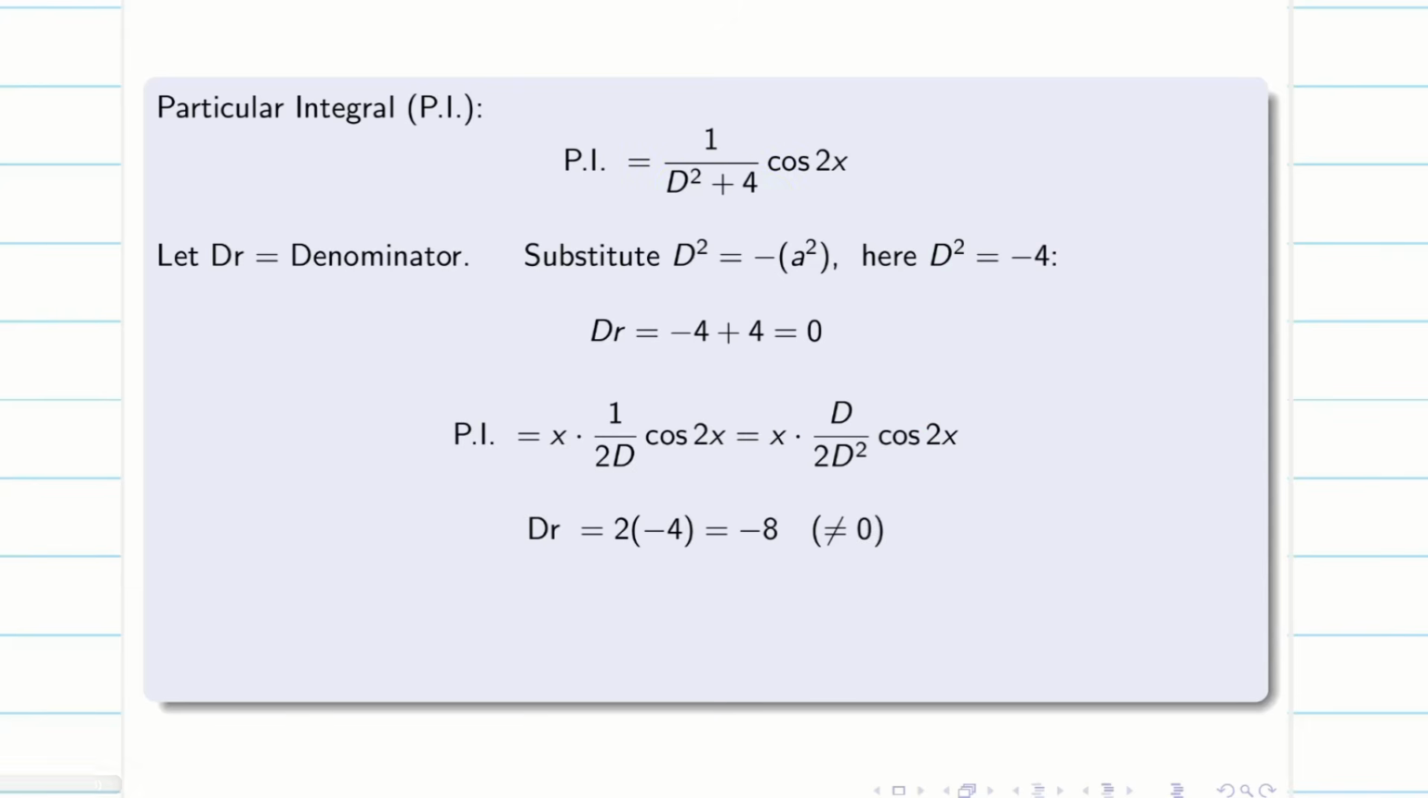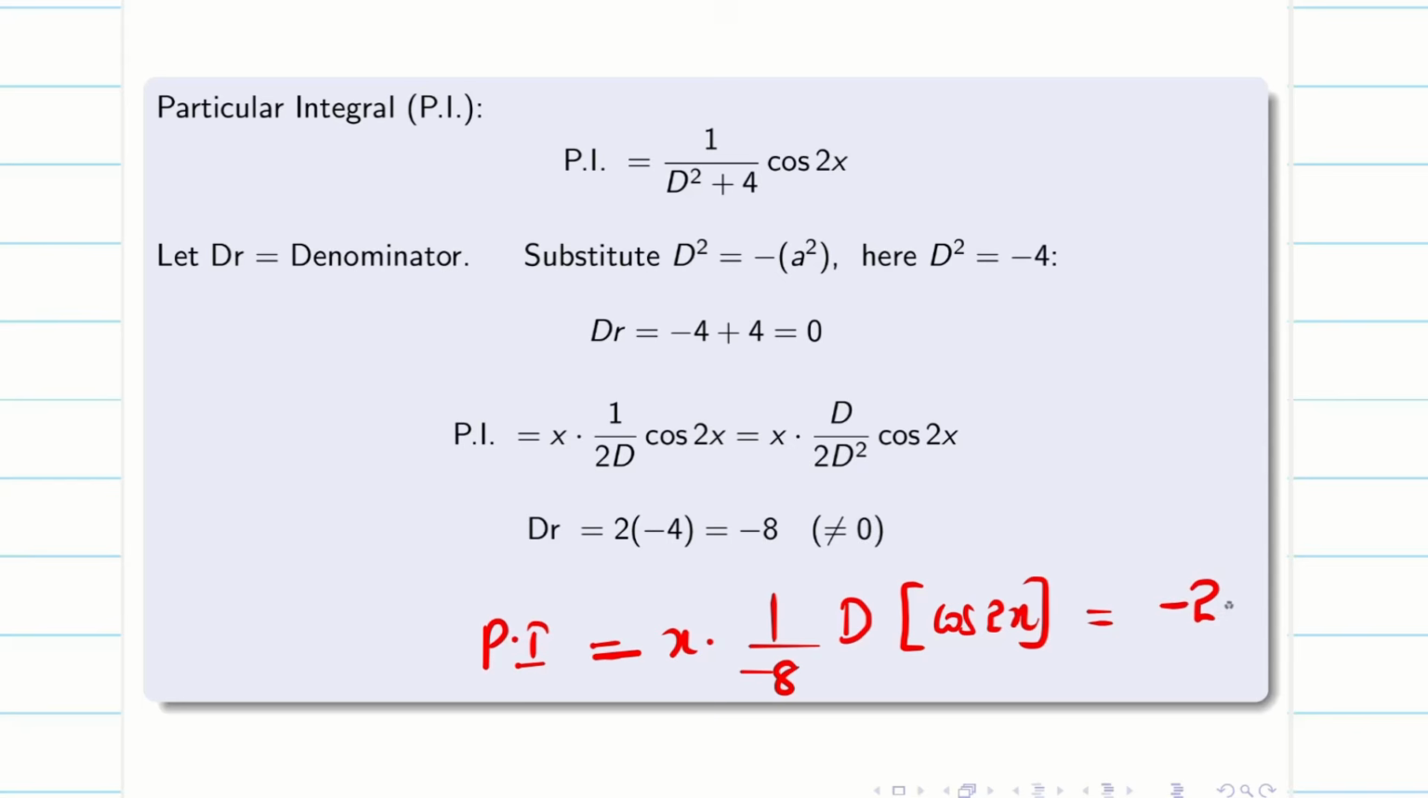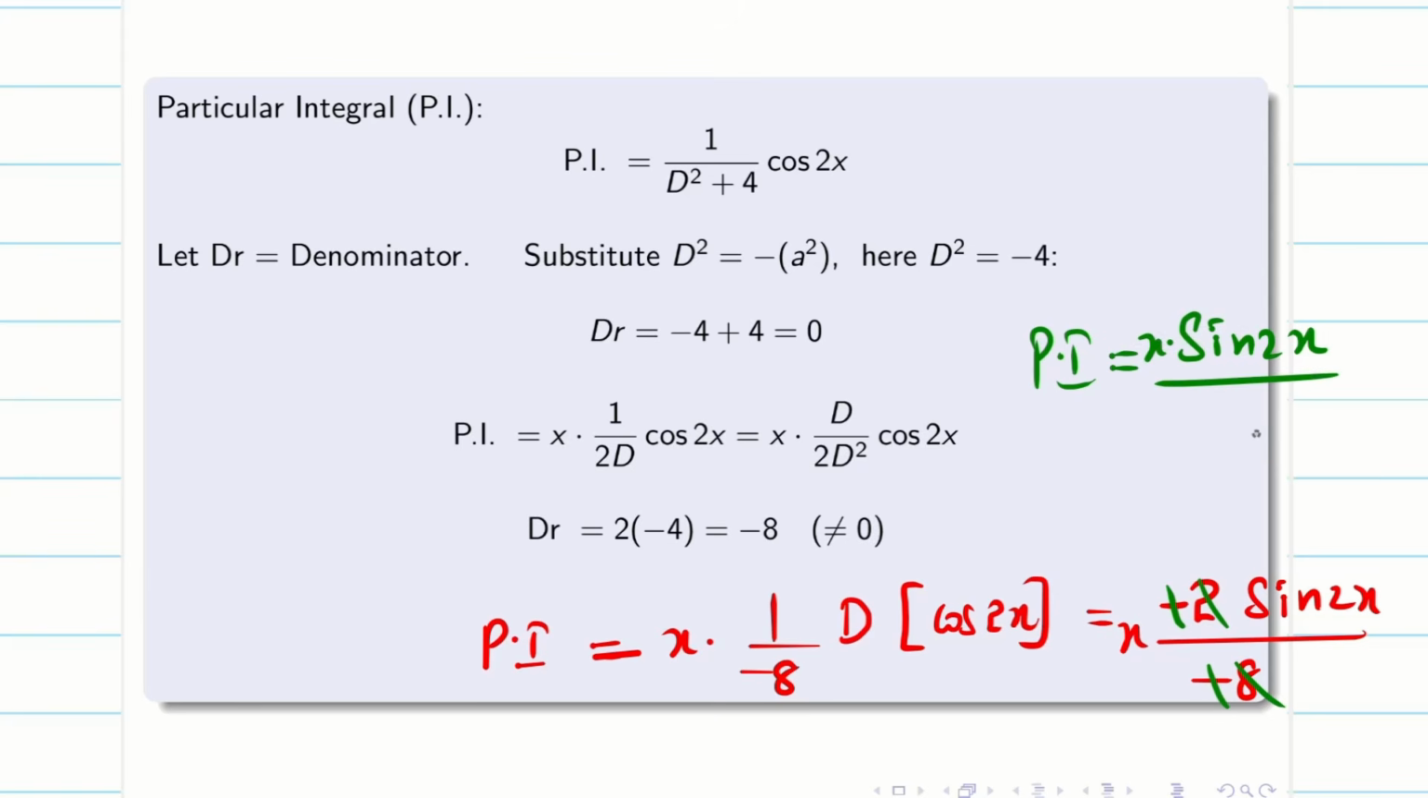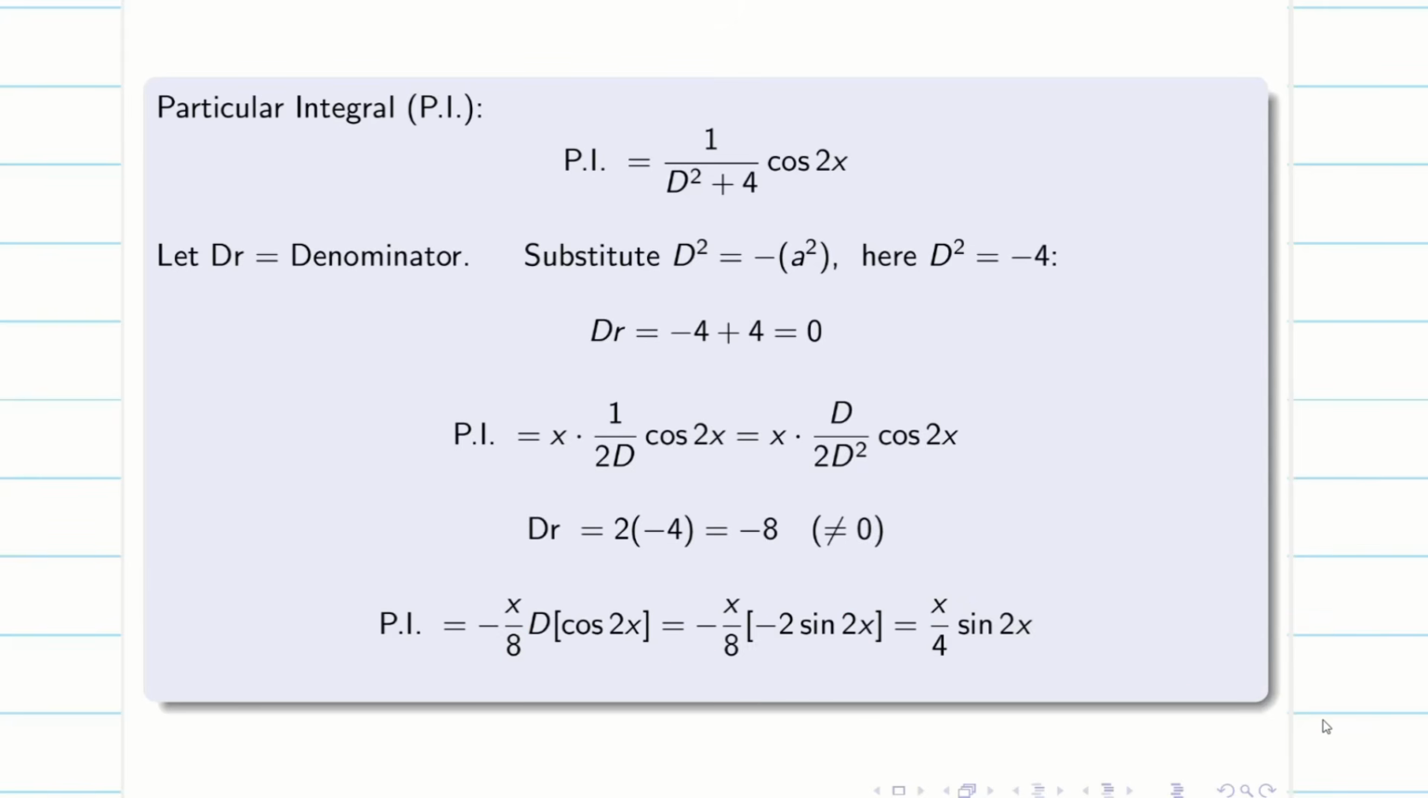You can see the typed version. Now my new pi is going to be x into 1 by minus 8 d of cos 2x. D of cos 2x means differentiation of cos 2x. Cos 2x differentiation is minus 2 sin 2x. Already we have minus 8 and x. By cancelling the minus and 2, we will be getting my pi is sin 2x into x divided by 4. You can see here. So now pi gets completed.